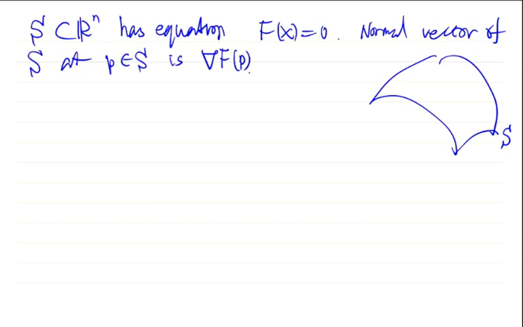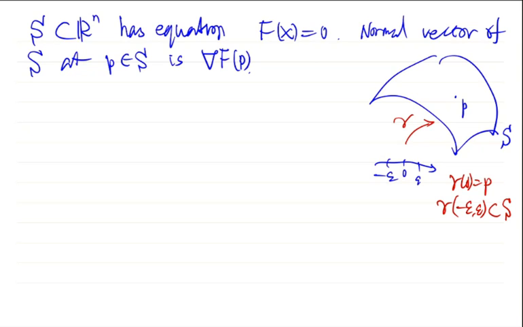This is S, and this is our point P. So we take a curve gamma from minus epsilon to epsilon, where gamma(0) is P. The image of this gamma is contained in S. This curve is a curve passing through P and contained in S. So the trajectory of this curve is a curve in S. Then the tangent vector of this curve gamma at the point P is gamma'(0).